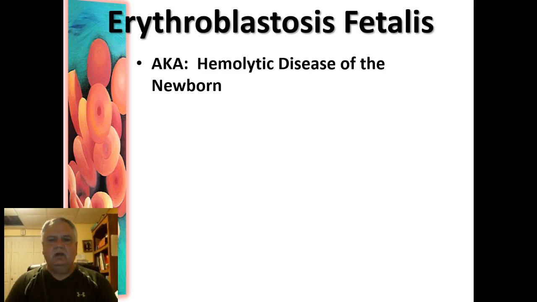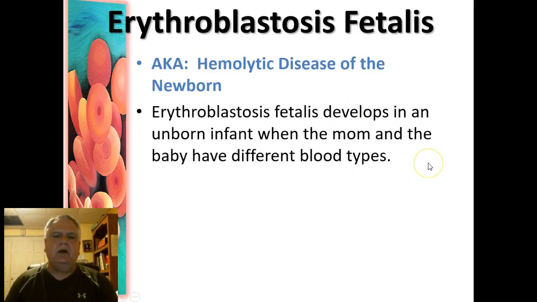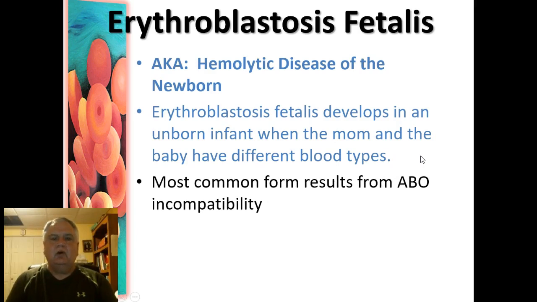This is also known as hemolytic disease of the newborn, or for short, because some people have trouble saying it, like me, HDN. But erythroblastosis fetalis develops in an unborn infant when the mom and the baby have different blood types. The most common form of erythroblastosis fetalis results from an ABO incompatibility. In other words, mom has type A blood, the baby inherits type B blood. That's possible depending upon the genetics of the father.